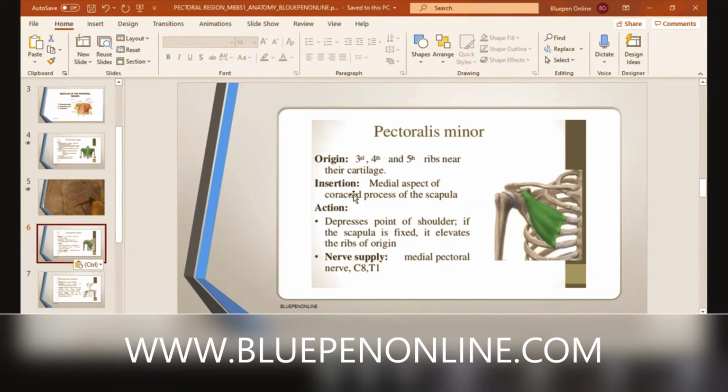What is the nerve supply? By the lateral and medial pectoral nerve. Very good. What is the root value of the lateral pectoral nerve? Ma'am, C5, C6 and C7. Very good. What is the action of pectoralis major? Ma'am, the pectoralis major is used for adduction and medial rotation. It's also used for flexion of the arm. Very good. Excellent. Thank you so much.